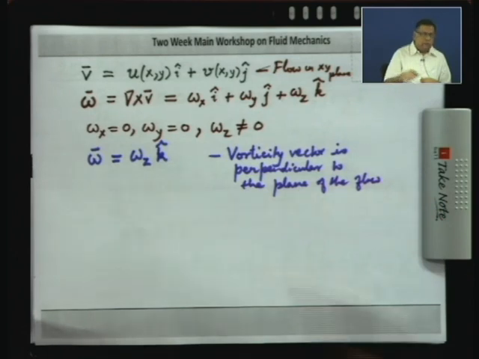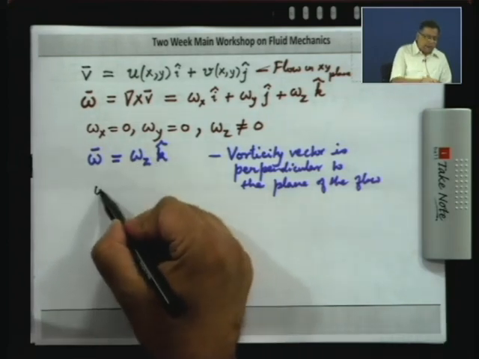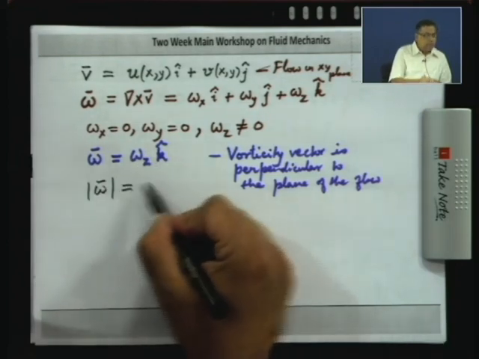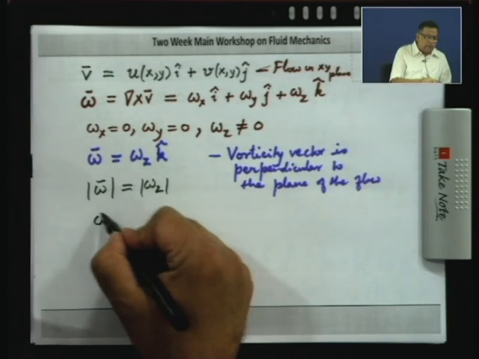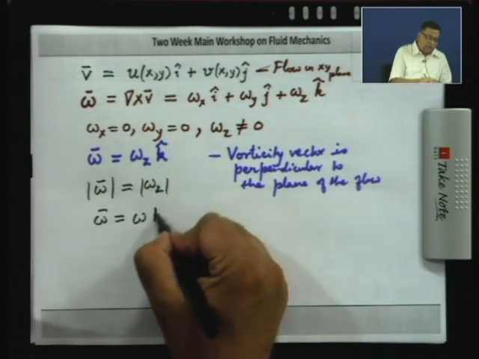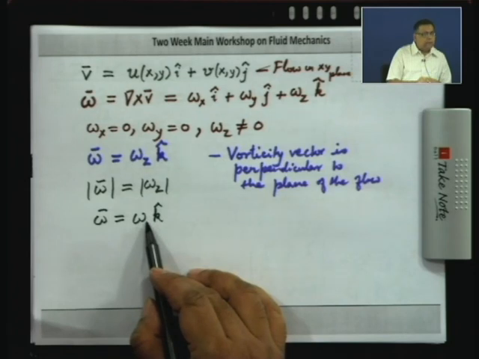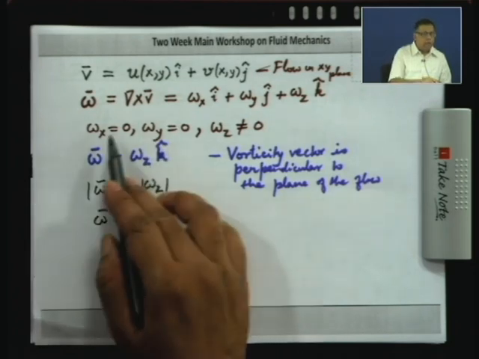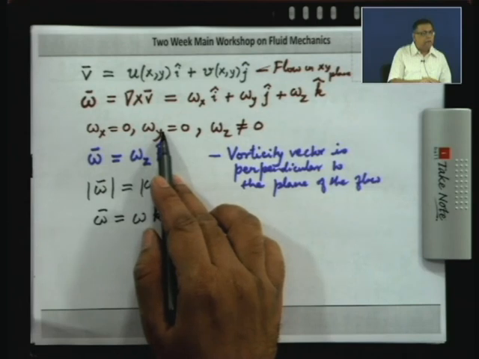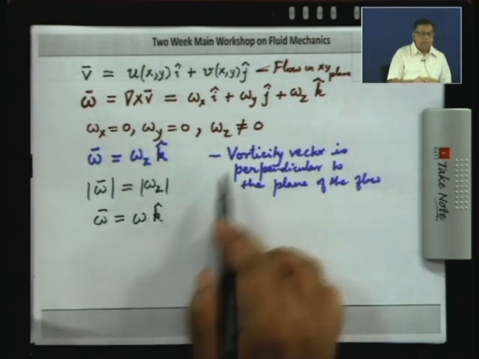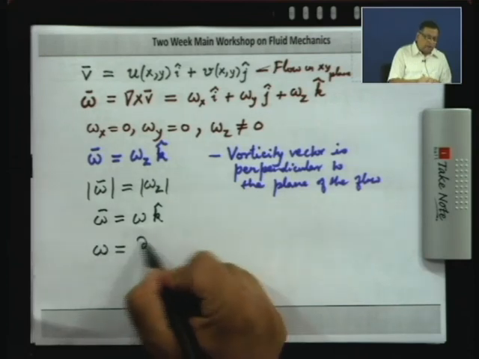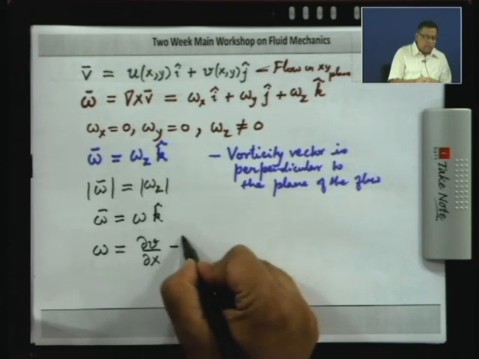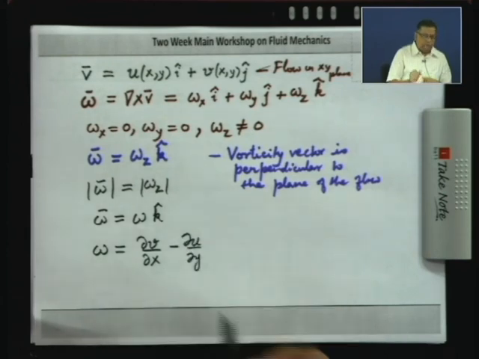Now, since there is only one component of vorticity, if you look at the magnitude of the vorticity, this is going to be simply magnitude of omega z, and we will adopt this notation that omega vector we will write as omega k. I am dropping the subscript z. There is no confusion because we know for this flow that omega x and omega y are 0. So, if I am talking about vorticity, it is the z component of vorticity, and we have seen that omega is del v del x minus del u del y.